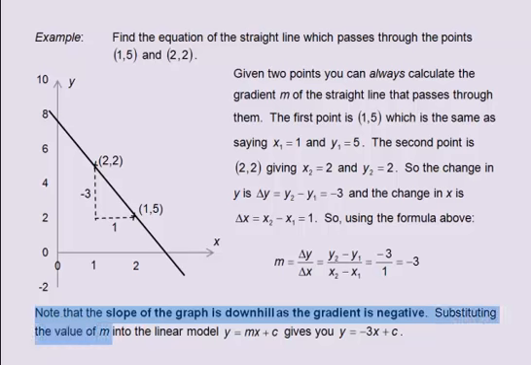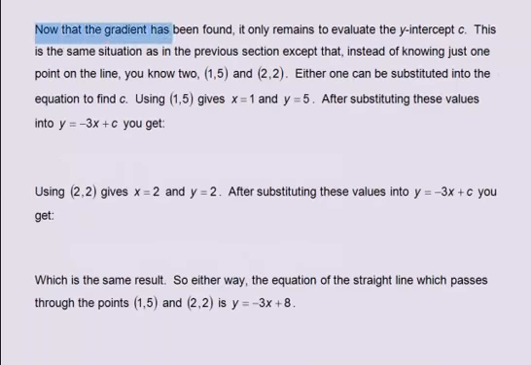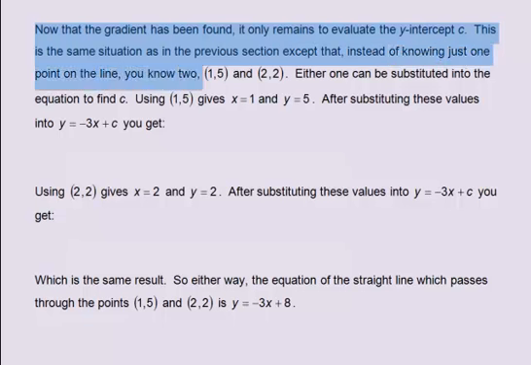Substituting the value of m into the linear model y equals mx plus c gives you y equals minus 3x plus c. Now that the gradient has been found, it only remains to evaluate the y-intercept, c. This is the same situation as in the previous section, except that, instead of knowing just one point on the line, you know two, (1, 5) and (2, 2). Either one can be substituted into the equation to find c.